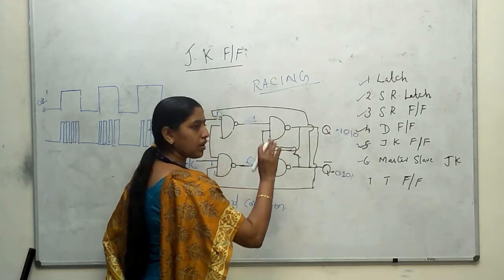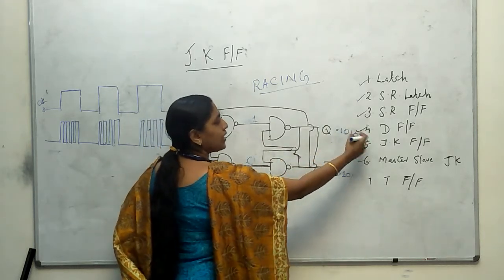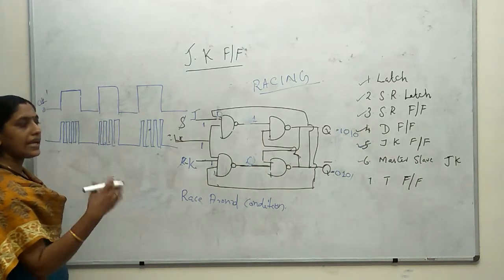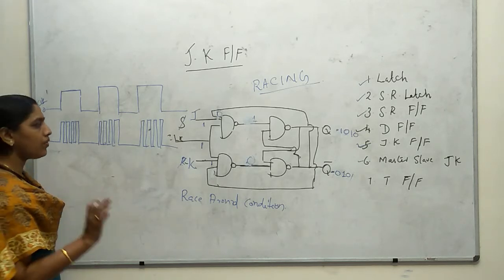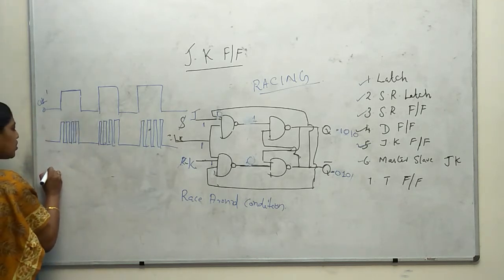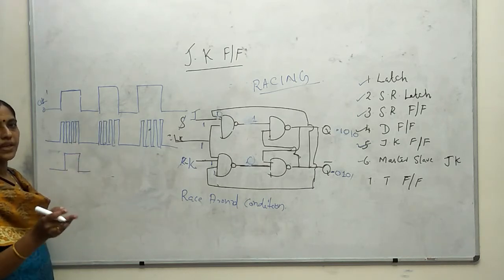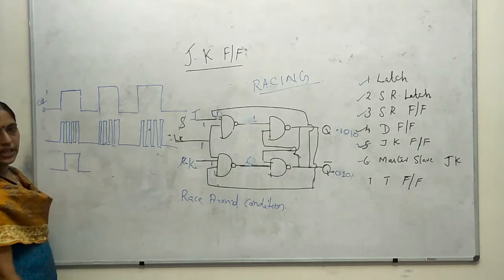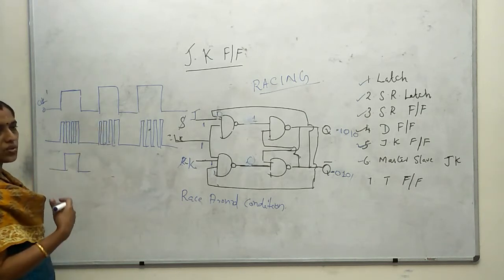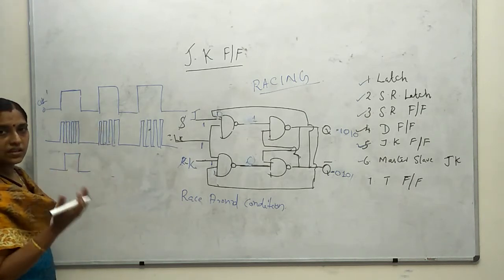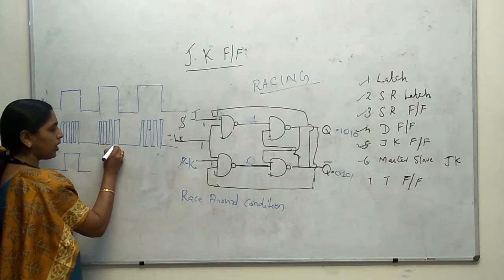Again assume clock is high, clock has not gone to level 0, so that output will again feed back and it will again toggle. So in this case, it may toggle any number of times. We cannot predict how many times it will toggle. But what we are expecting is within a clock cycle, it should toggle only once. Output should change only one time. That is what we are expecting, but that is not the case with the JK flip-flop. It may change from 1 to 0 or 0 to 1 continuously. Uncontrollably it will get changed. So that condition we need to avoid.